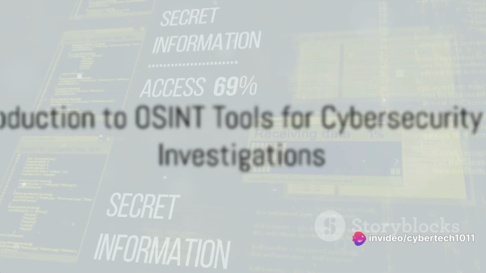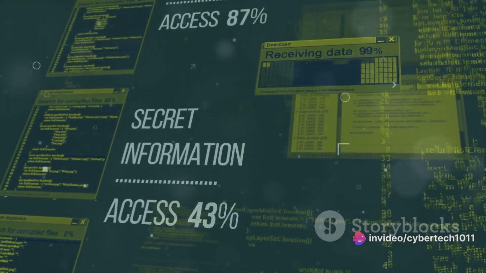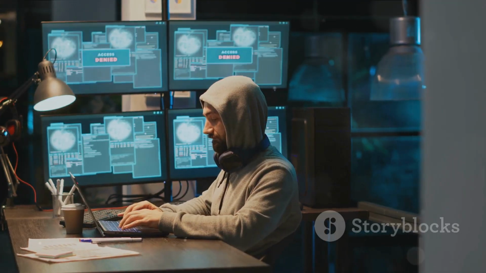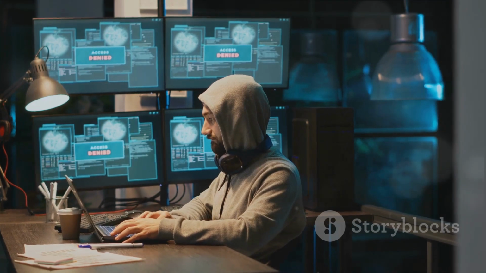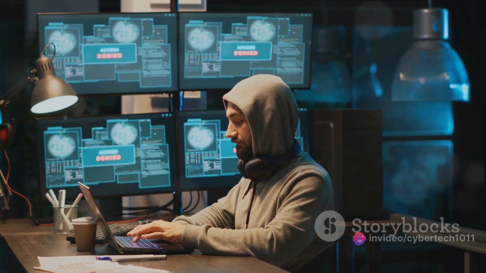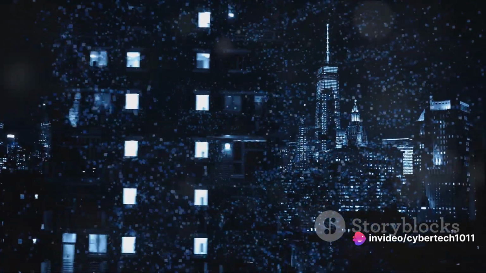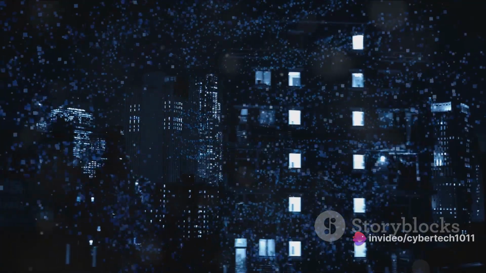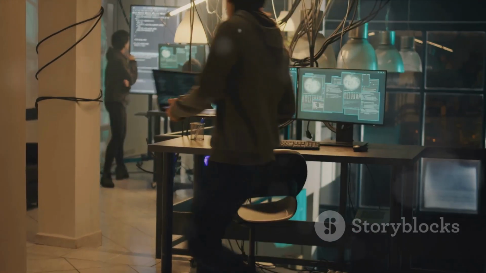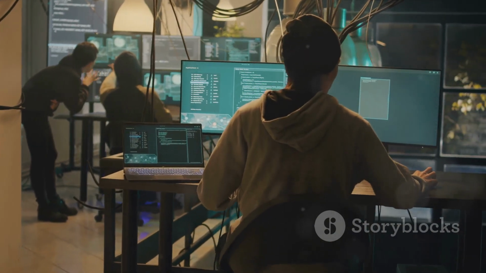Ever wondered how cybersecurity professionals gather information for their investigations? Well, let's just say it's not all secret agents and clandestine meetings. A huge part of their work involves something called OSINT, which stands for Open Source Intelligence. This involves the use of publicly available sources to gather information. It's a vital part of not just cybersecurity, but also for investigators and researchers.